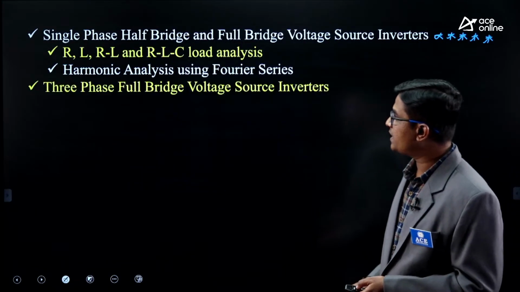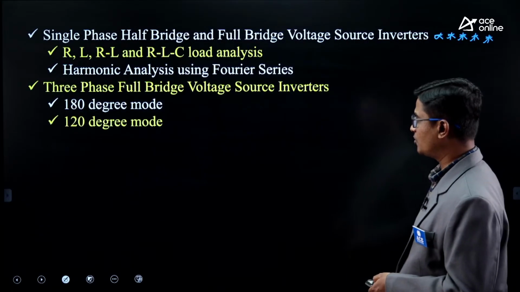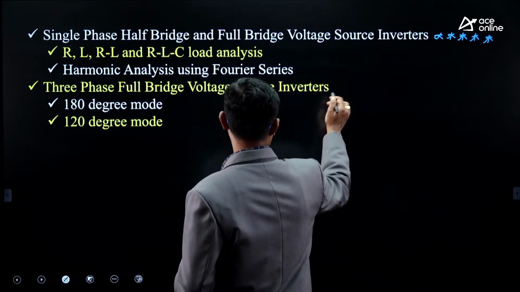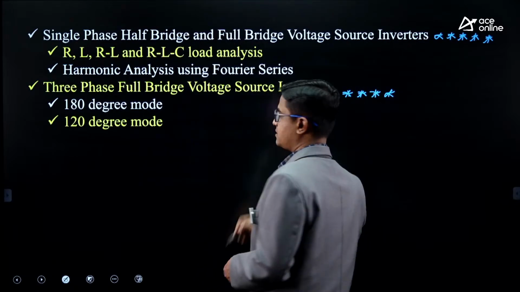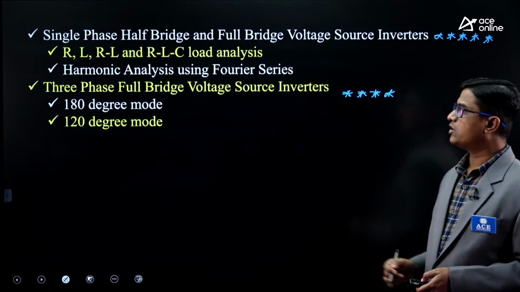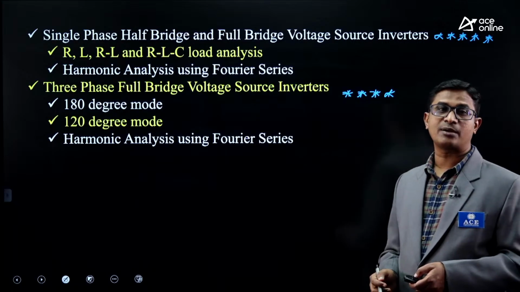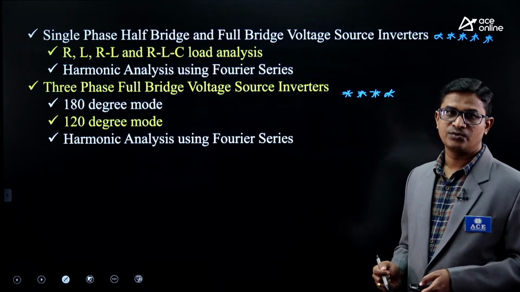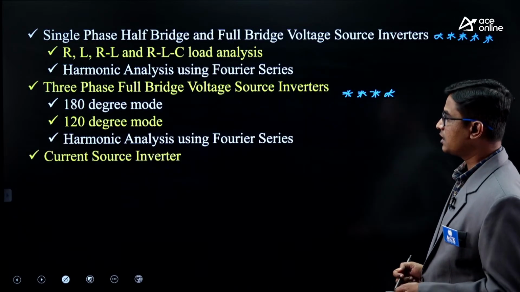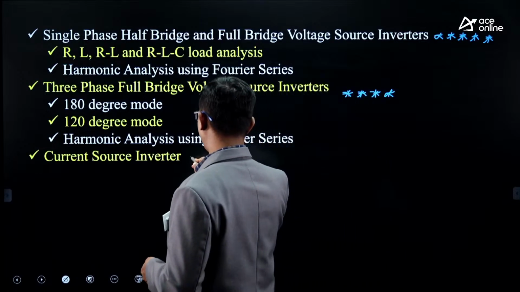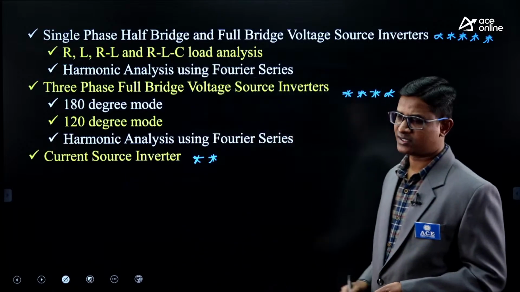Next, three-phase full bridge voltage source inverters. In three-phase, we have 180 and 120 degree conduction modes. Okay? So comparatively here, I will give this a 4-star rating. Compared to three-phase, most of the questions you will find on single-phase inverters. Okay? Yes. In three-phase also we have the analysis, harmonic analysis and THD calculation, which different harmonics are present, Fourier series analysis, etc. Okay? Current source inverter, comparatively fewer questions you will find. I will give this a 2-star. Right, only 2-star rating, easy to understand.